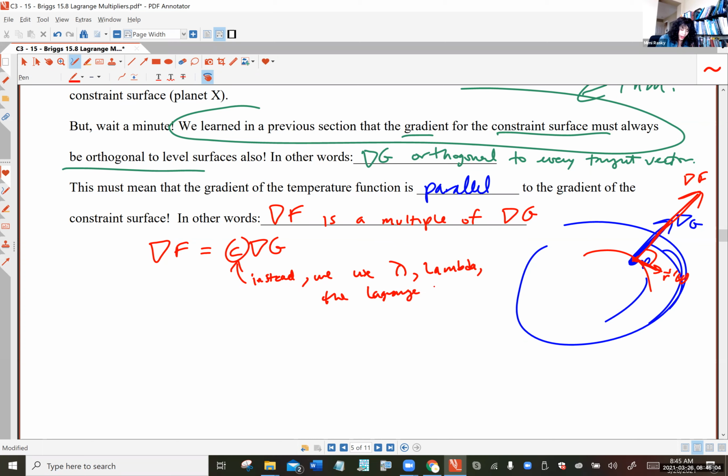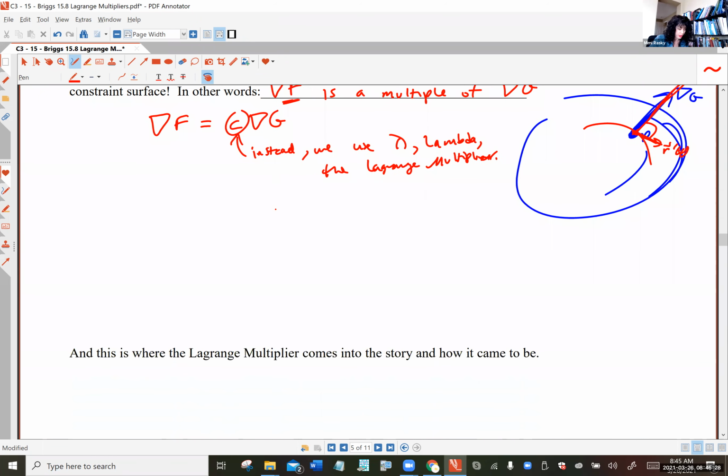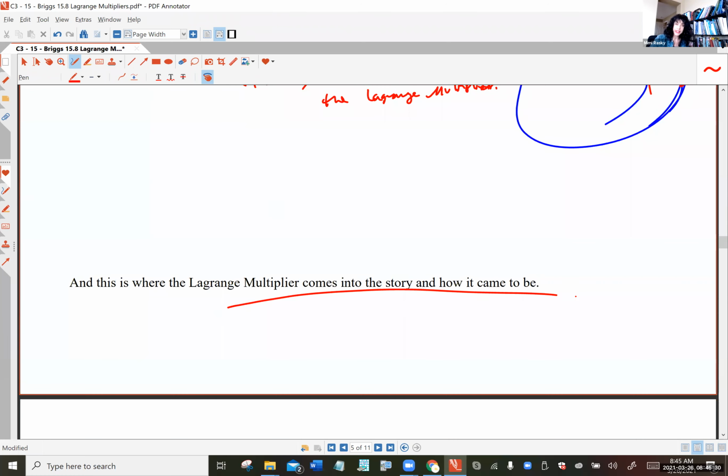And that's how Lagrange came to be. And that's the story of Lagrange. And that's why it works. So remember that the F function is your quantity to be optimized, and your G function is an equation representing the constraint. So you can only use Lagrange when you have a constraint or more than one constraint. So this is the story, and that's how it came to be.